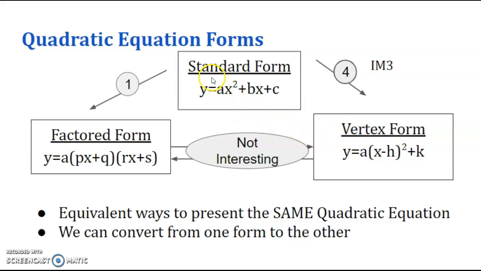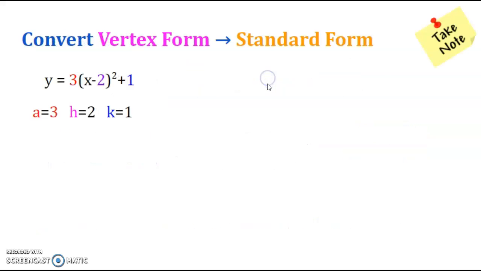Now we know how to convert standard form to factored form. That's by factoring. And we know how to go from factored form to standard form. And vertex form can be converted back to standard form. So let's try to do that now. How do we convert the vertex form y equals 3 times (x minus 2) all squared plus 1 to standard form?